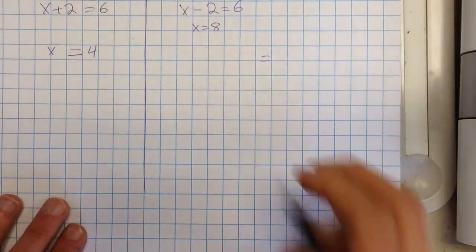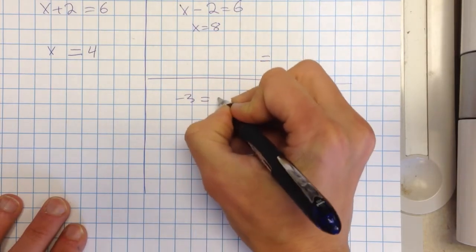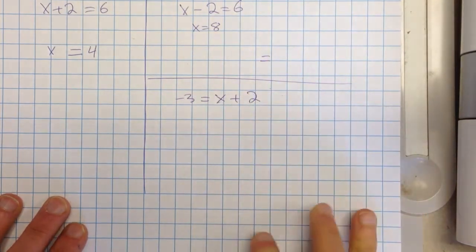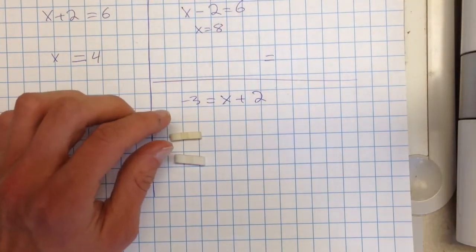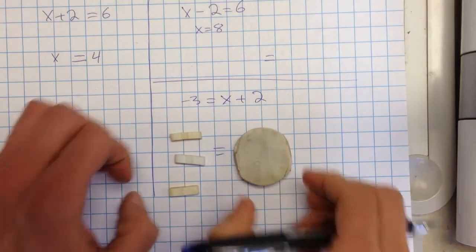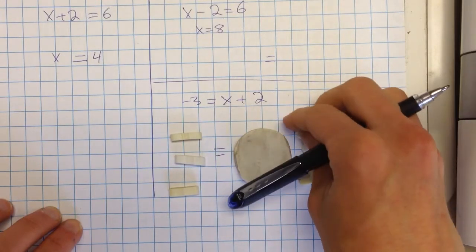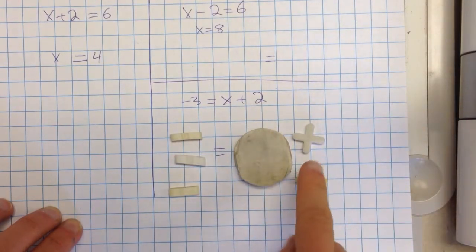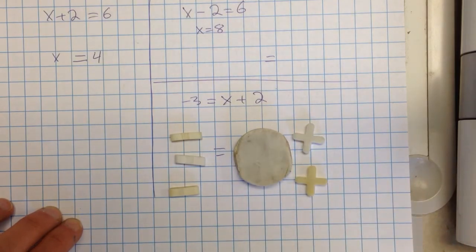I'm going to do one more real quick. If we had negative 3 equals x plus 2. Sometimes we might have negative numbers, so I'm going to start with 3 negatives. I'm going to put my equal symbol, my x, and 2 positives. Now x can be on either side, it doesn't really matter, but I want to isolate the variable. I want to leave just this, so I want to get rid of these 2 pluses.